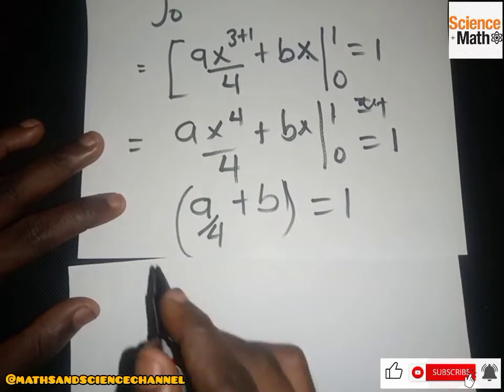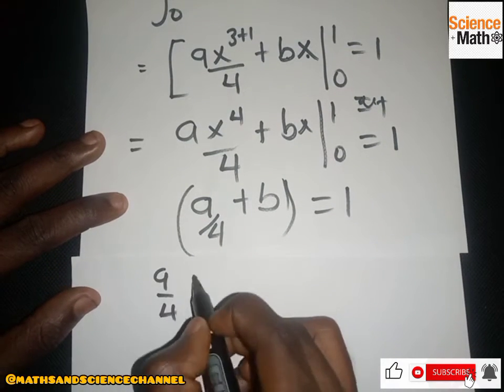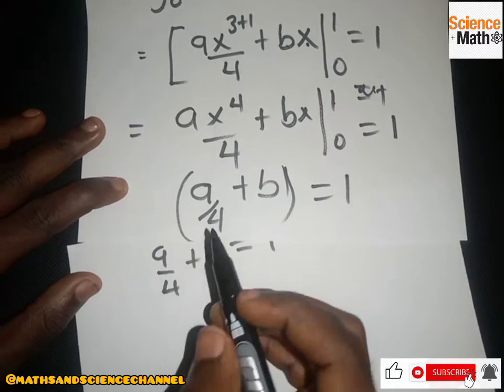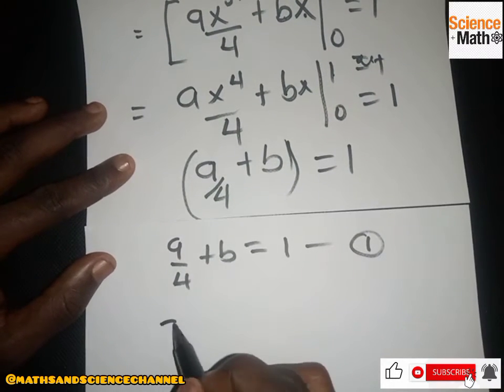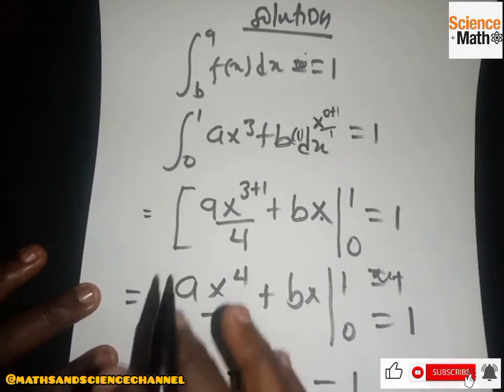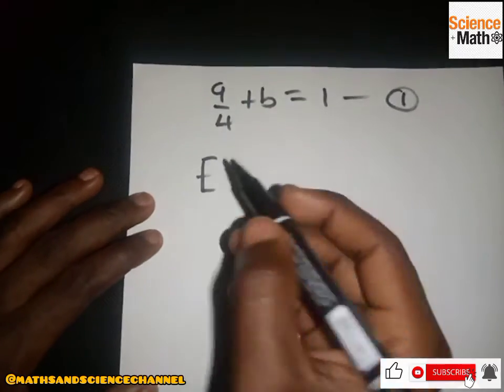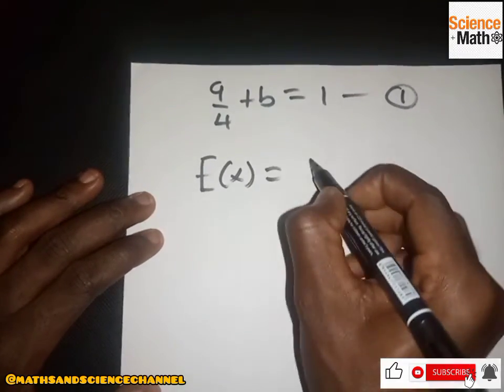So already we have a over 4 plus b being equal to 1. Let's call this equation 1. And then equation 2 is from what we are given over here. The question says we should find the expectancy, that the expectancy of S is equal to 5/8.